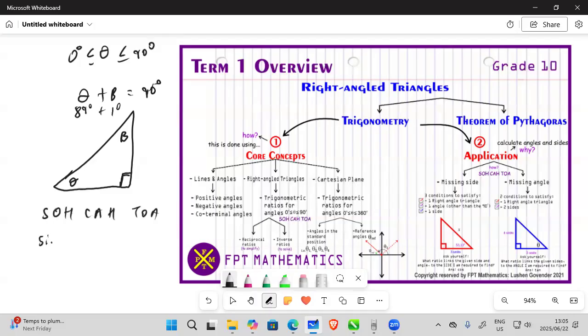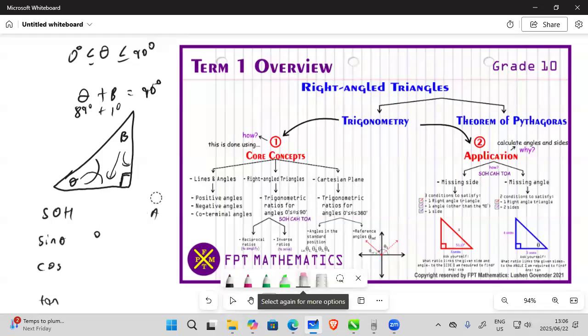Then if you go sine of theta is equal to opposite over hypotenuse, in the eyes of this angle, what's the side that's opposite? That side's opposite, that's the hypotenuse. Cos of theta is equal to adjacent over hypotenuse. In the eyes of this angle, what's adjacent? That's adjacent. What's the hypotenuse? That's the hypotenuse. And then tan of theta, in the eyes of this angle, what's opposite? This is opposite, that's adjacent. So it'll be opposite over adjacent. Right, that's how we can remember the trigonometric ratios there.